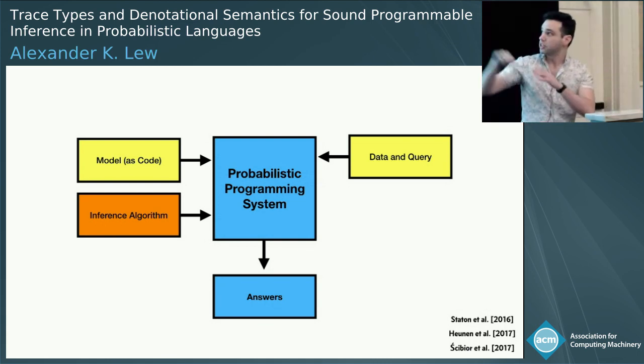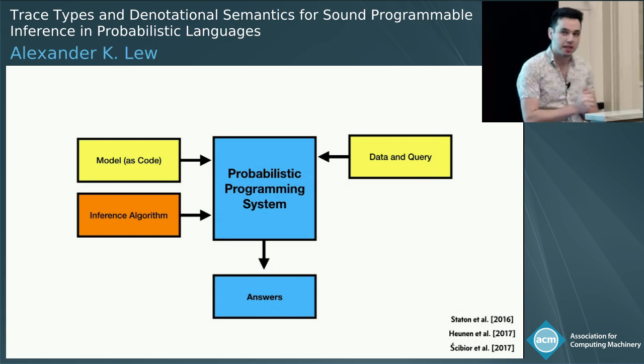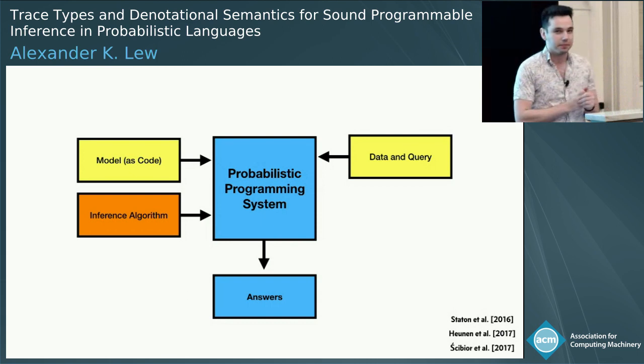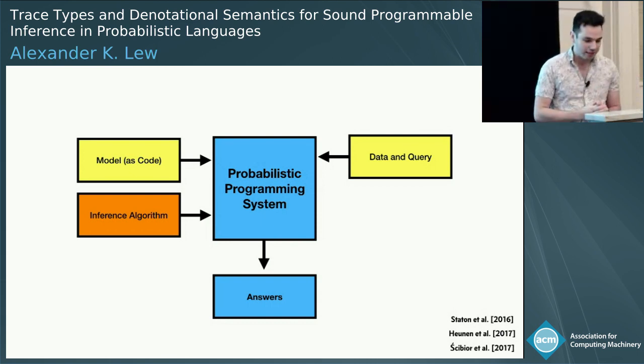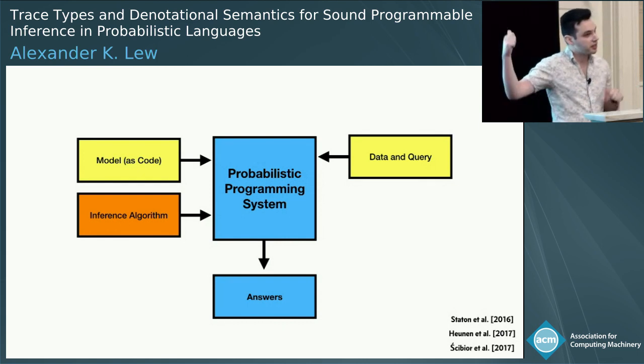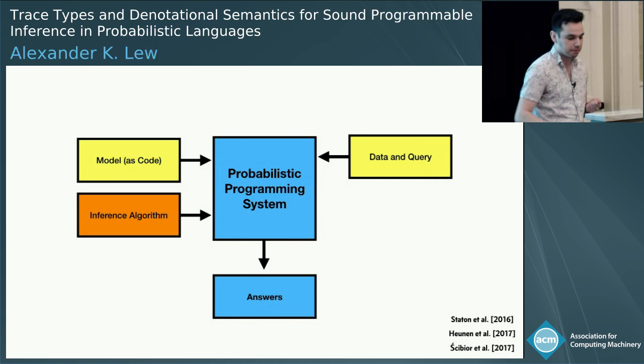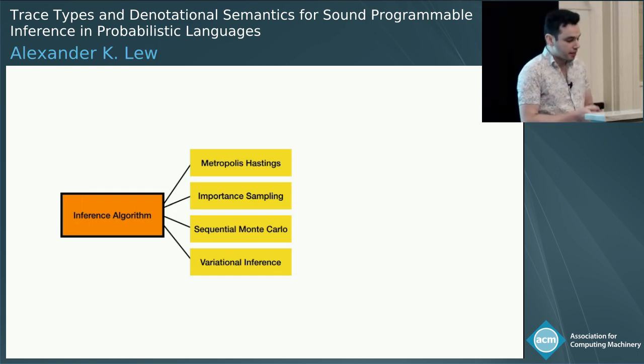And this is great as long as you trust that the probabilistic programming system doesn't have bugs. Thankfully, there's been a lot of work in recent years, a lot of it appearing at this conference, that is laying the semantic foundations of these languages and validating their inference engines so that we know that we can trust them. But this picture hides some complexity.